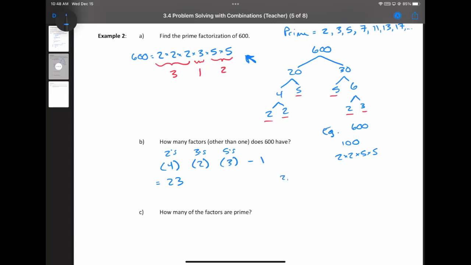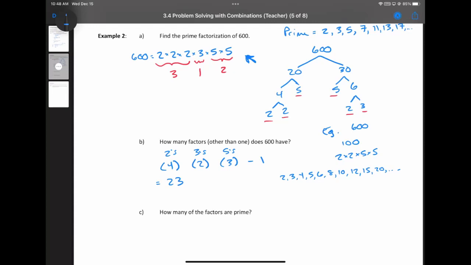That would be 2, 3, 4, 5, 6, 8, 10, 12, 15, 18, nope, not 18, 20, and so on. I'm not going to try and get through all of them because chances are I'm going to miss one anyway. But there should be 23 of them when you're all said and done.